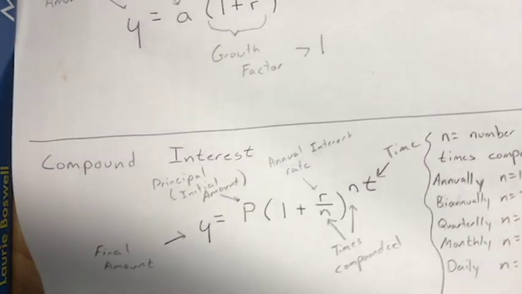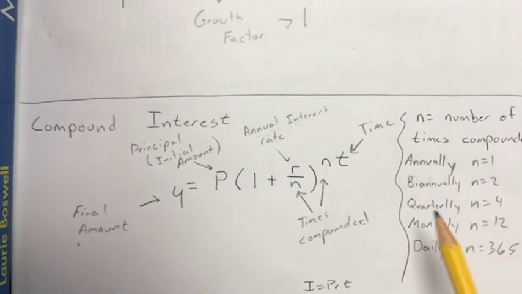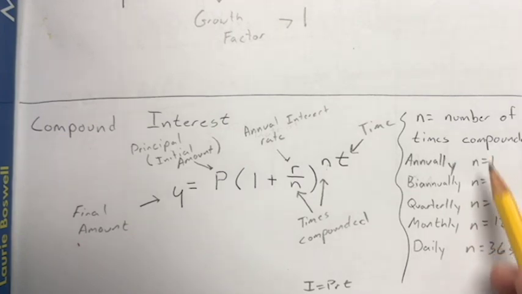So if you notice in this thing, I gave you that N can be various things. We can compound annually, which we showed, biannually, quarterly, monthly, and daily, and that's what N represents.